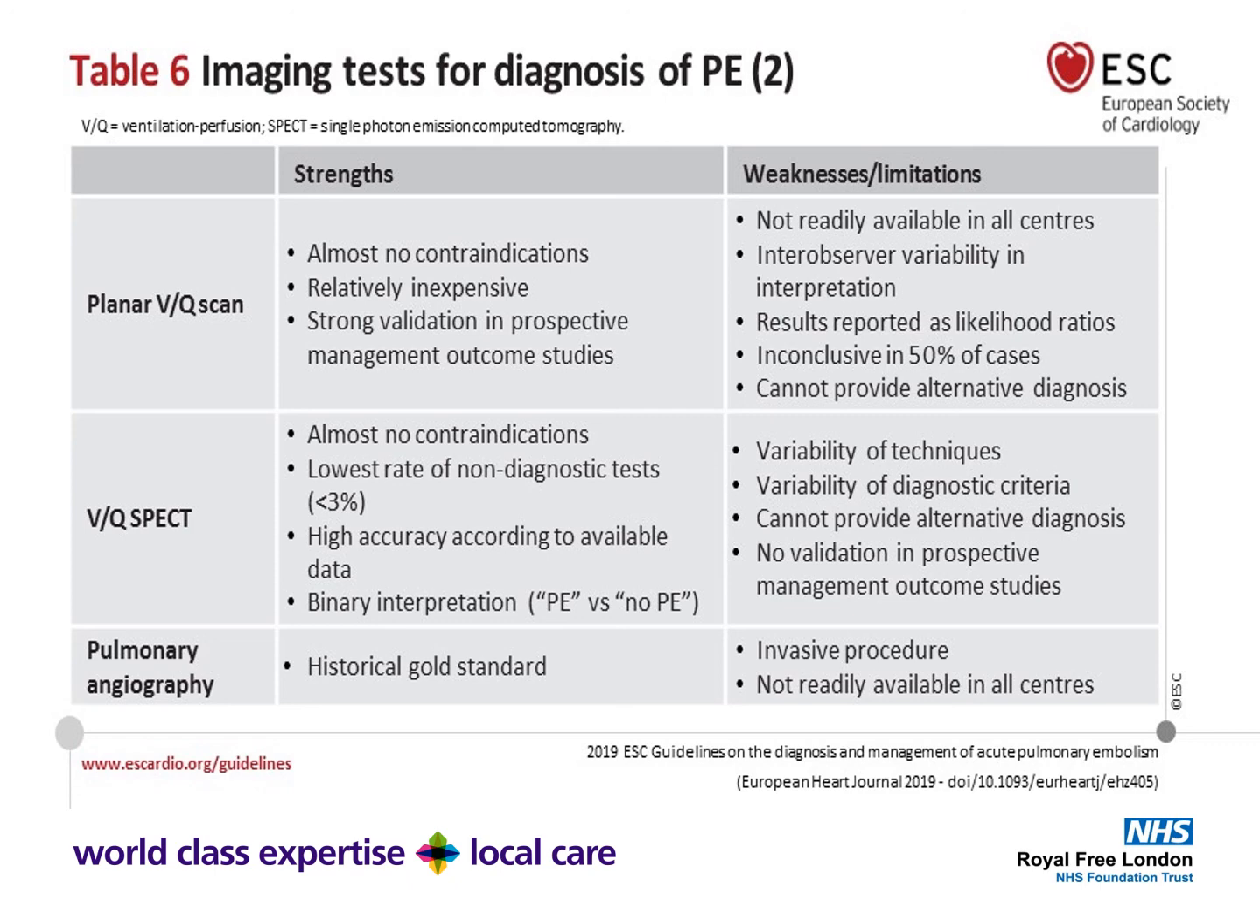With a VQ SPECT scan, which is slightly different, again, lowest rate of non-diagnostic tests, high accuracy according to the available data, and it's a binary interpretation, i.e. the PE is either present or it's not. Again, you need a nuclear medicine department to be able to provide that sort of service. Pulmonary angiography is a historical gold standard, although isn't commonly done except by my colleagues in the pulmonary hypertension department.